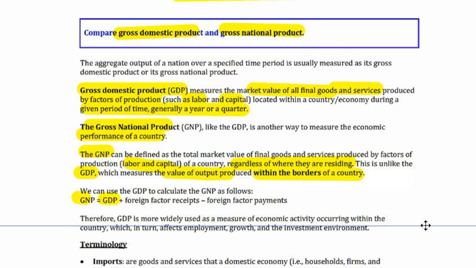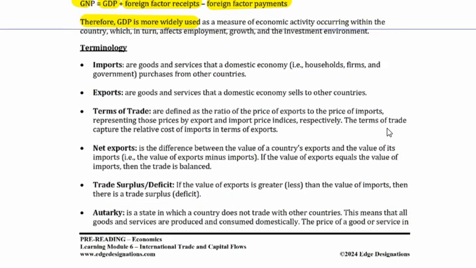If one wanted to go from GDP to GNP, you would start off with GDP, add in all the foreign receipts and subtract the foreign payments. GDP is a more widely used measure than GNP. Let's have a look at some of the terminology that we're going to be using throughout this particular learning module.